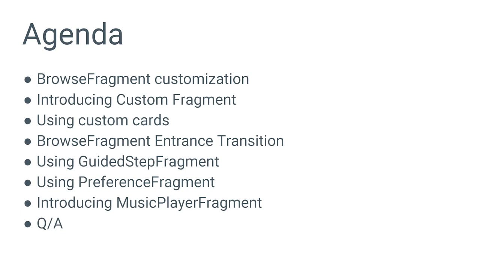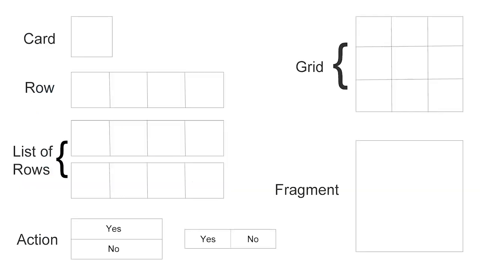In the next 45 minutes, we'll walk you through different components that come with Leanback library, the features that we have added to those components, and some of the other underutilized features of existing components. Now, Leanback provides the basic building blocks for UI. It comes with support for cards, rows, list of rows, actions, grids, fragments. Using these basic building blocks, you can build complex UI hierarchies. But not just basic building blocks, it also makes heavy use of transition to guide the user through your flow.